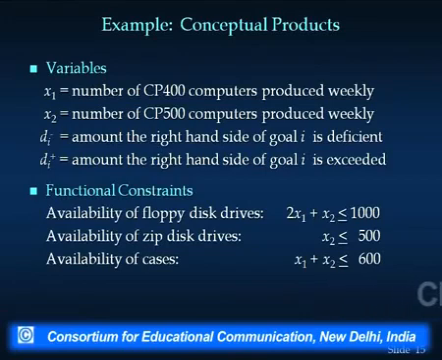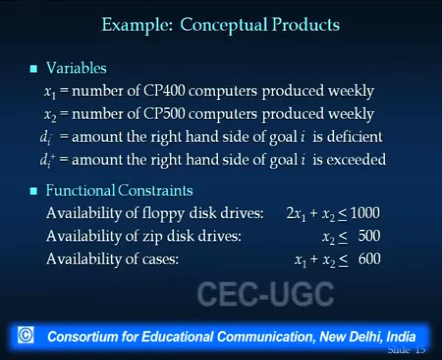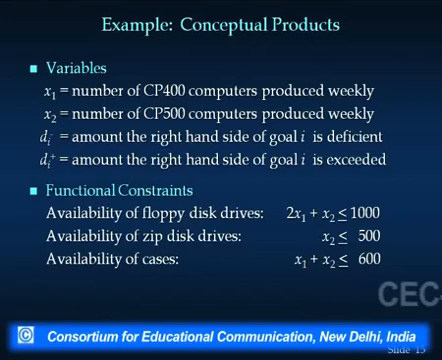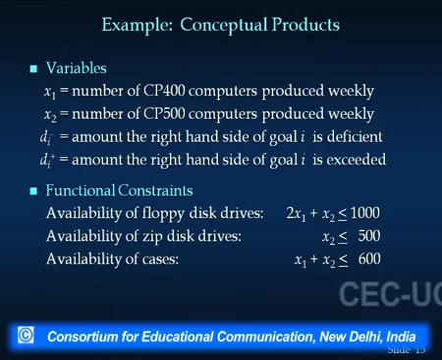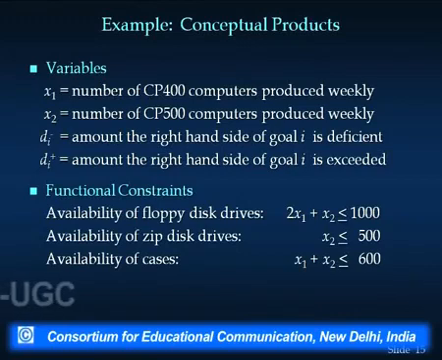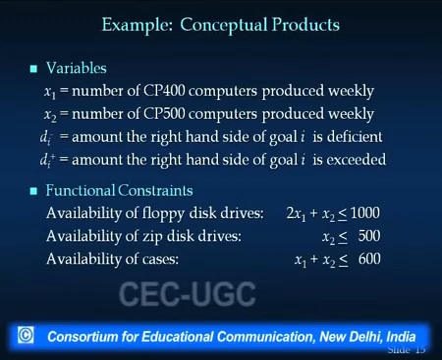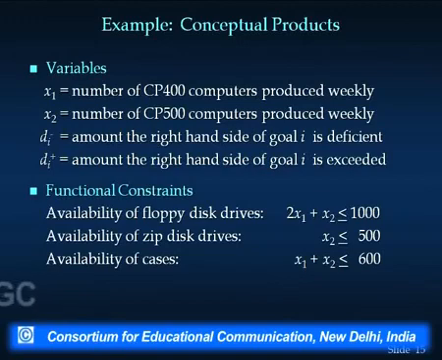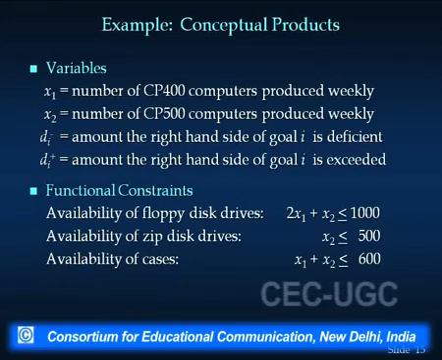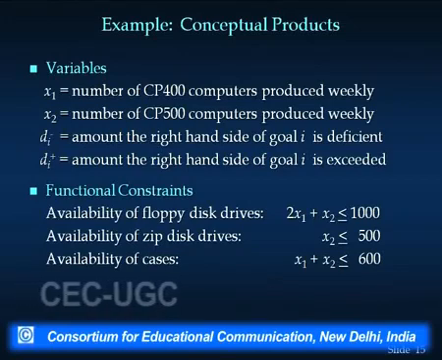And the deviations, as we have already discussed in the previous example, di minus and di plus, both are deviation variables. Di minus is the amount the right hand side of goal i is deficient, and di plus is the amount the right hand side of goal i is exceeded. One is the deficiency and the other is the excess. Deficiency is given by minus and excess is given by plus, and in the same way we will give proper treatment to these deviations depending upon the goal requirement. Now we will discuss the functional constraints which are stated in the problem.